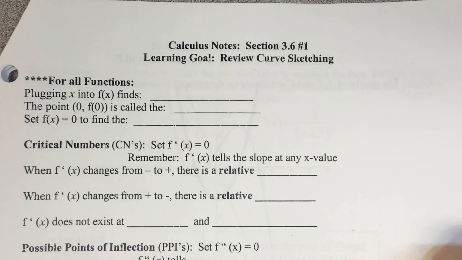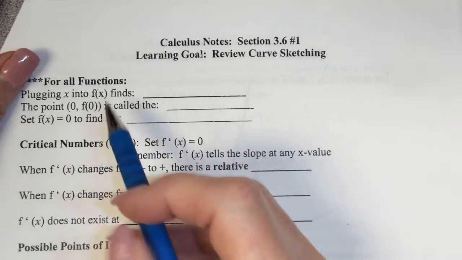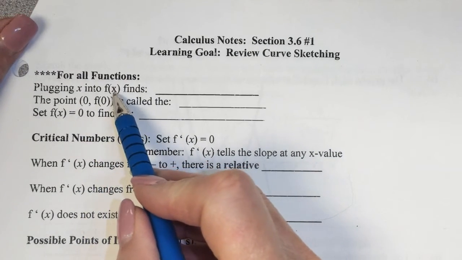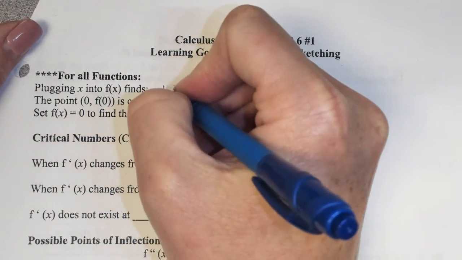All right, so taking a look here. So what did you guys put for the first one? Plugging x into f of x. What is that going to find, Brady? Plugging x into f of x. Very good.